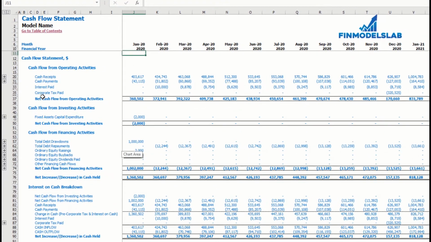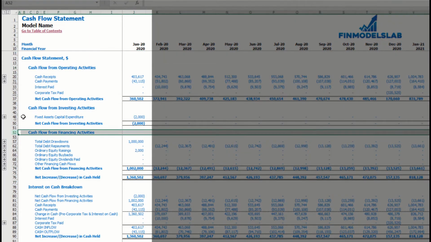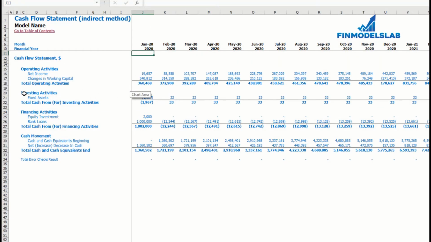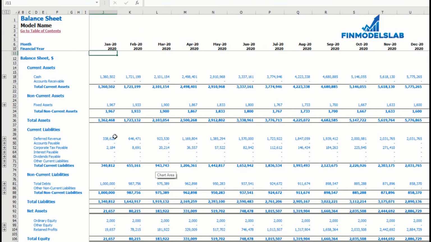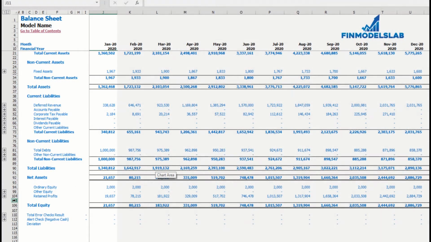On the Cash Flow tab, you may see the cash flow broken down by operating activities, financing activities, and investing activities. Cash Flow Indirect shows you the same operating, investing, and financing activities, but in a more collapsed form, so it's easier to see the values by months and easier to read the numbers. On the balance sheet, you may see the breakdown of your balance sheet by current assets, which is cash and accounts receivable, non-current assets, which is fixed assets, current liabilities, non-current liabilities, and your equity.